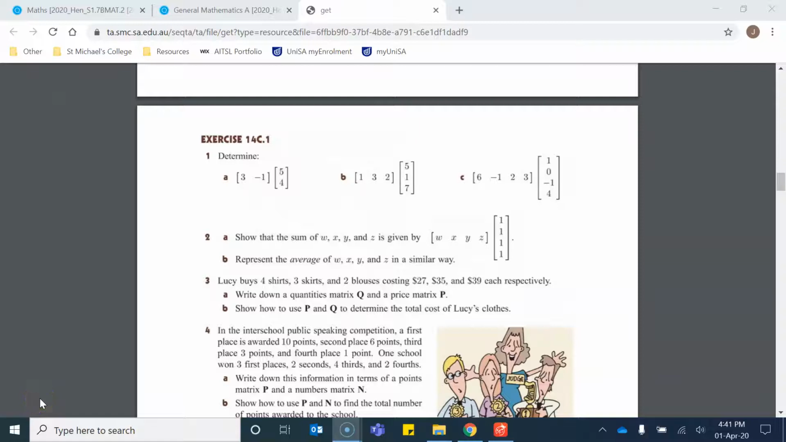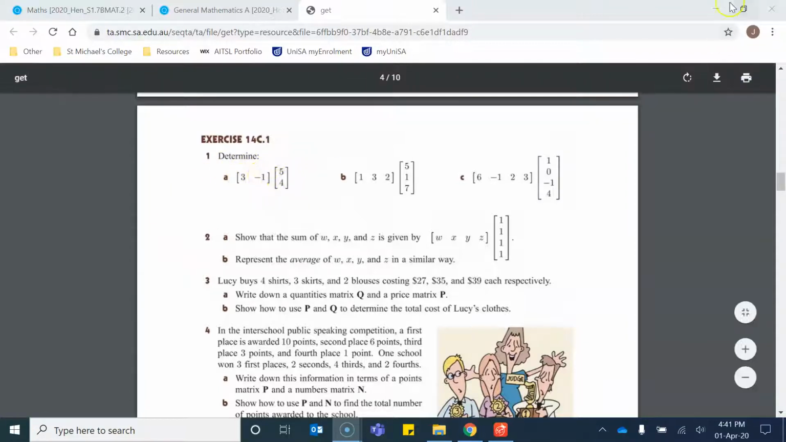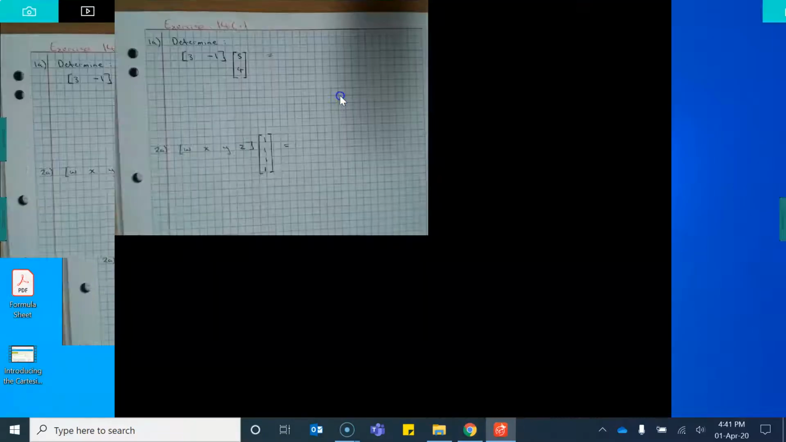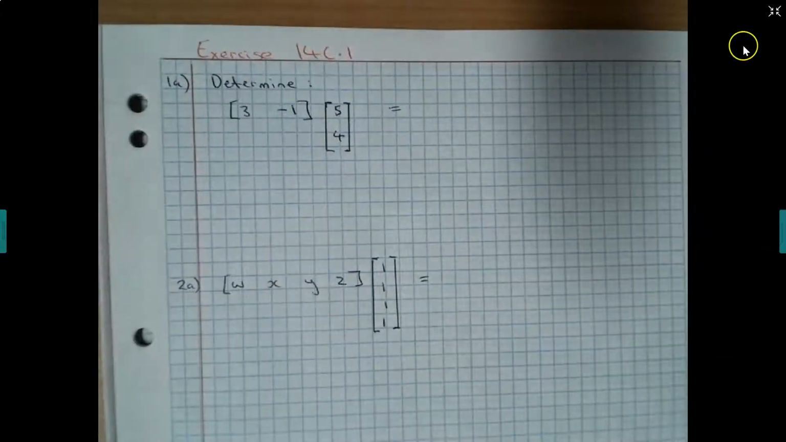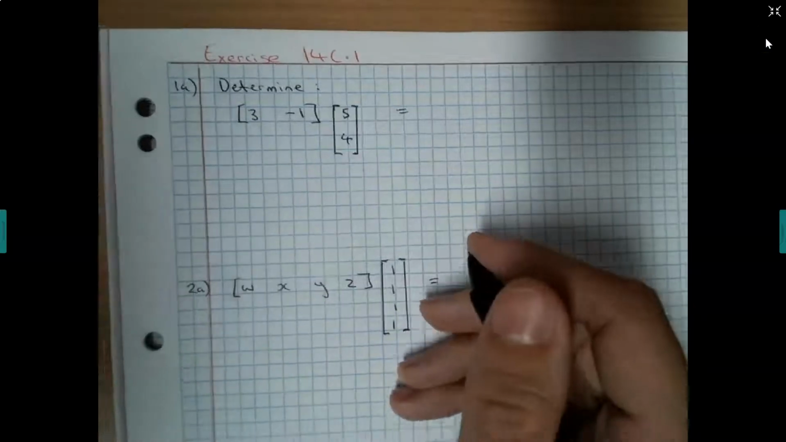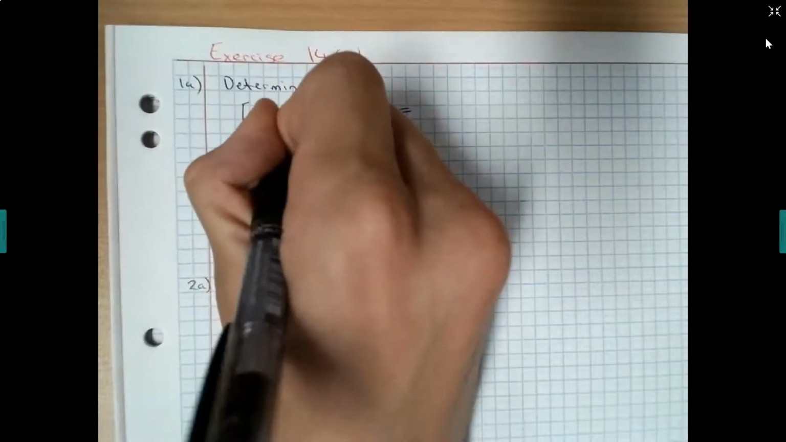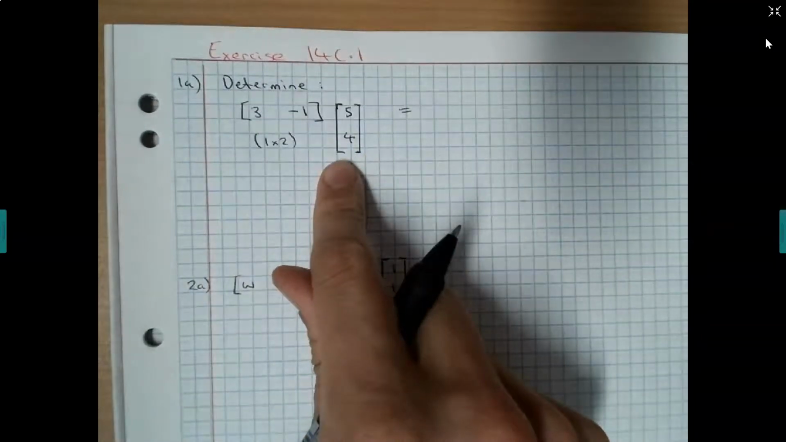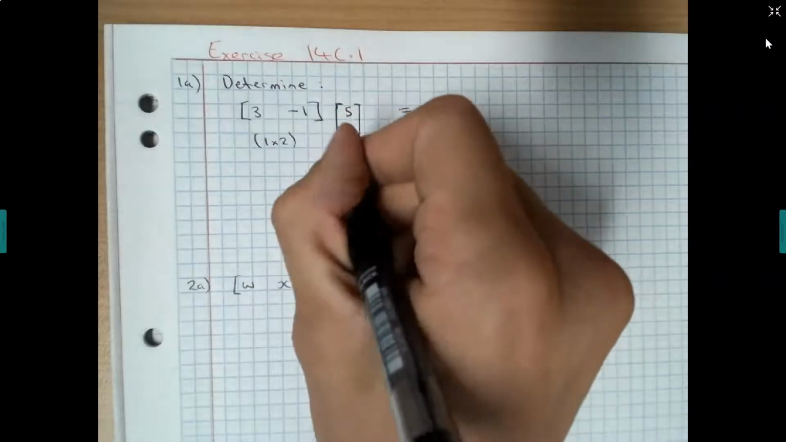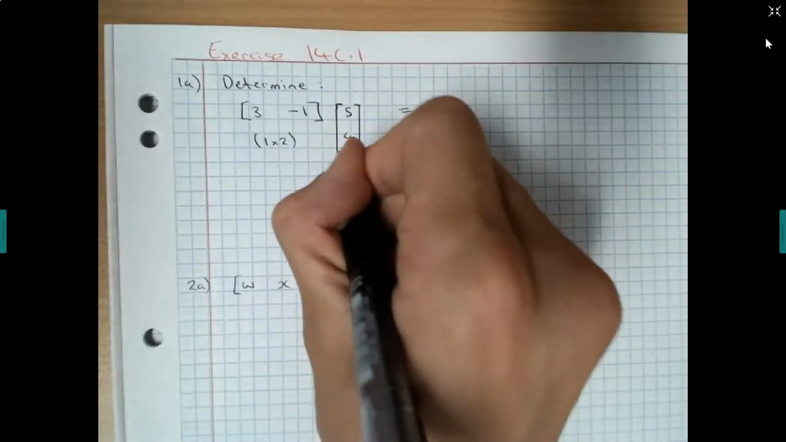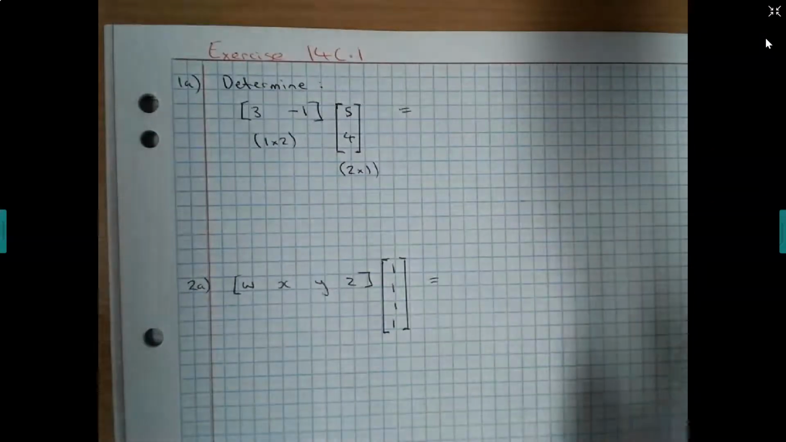So I'm going to go through a few of the questions which were set in yesterday's lesson. This first one, 14C.1, we're multiplying this matrix by this matrix here. Now, the first thing you should always be doing is checking the order of the two matrices. So this is one row, two columns, therefore the order is 1 times 2. And then this matrix order is 2 times 1, since it's 2 rows, 1 column.